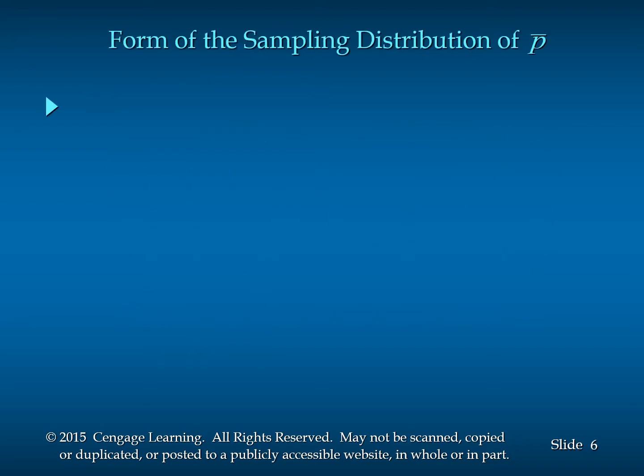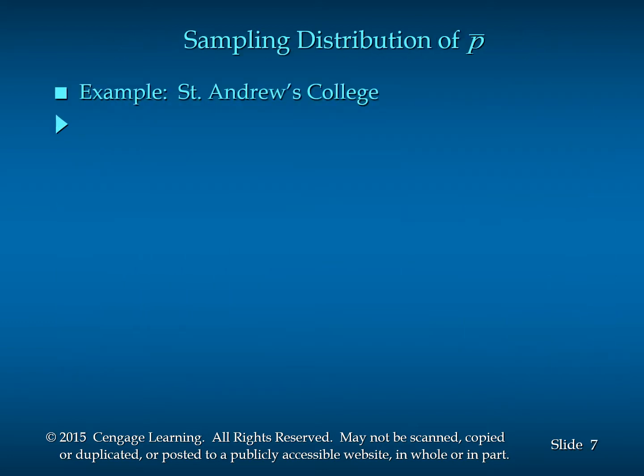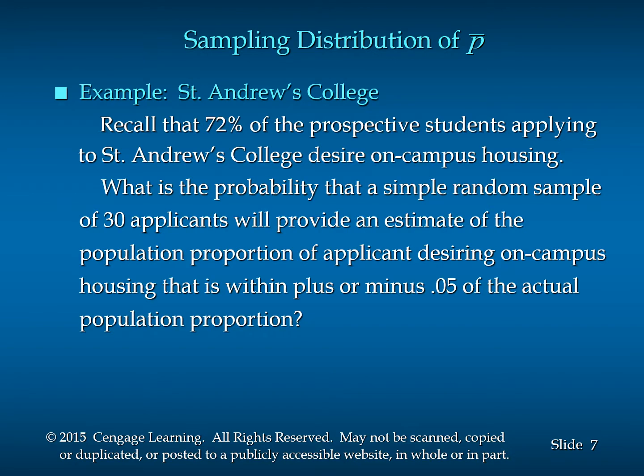The sampling distribution of the proportion can be approximated by a normal distribution, as long as the sample size is large enough, measured by the simple ratio formula. Let's go back to our admissions example. Remember that the proportion from the population was 0.72, or 72% needing campus dorms. What is the probability that a sample of 30 will yield a sample proportion that is within plus or minus 0.05 of the population proportion?